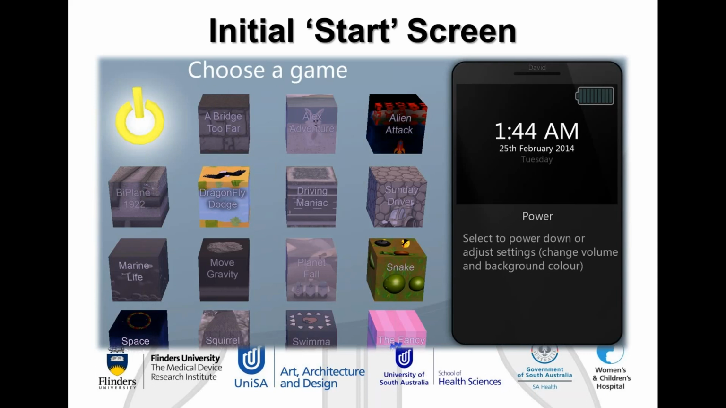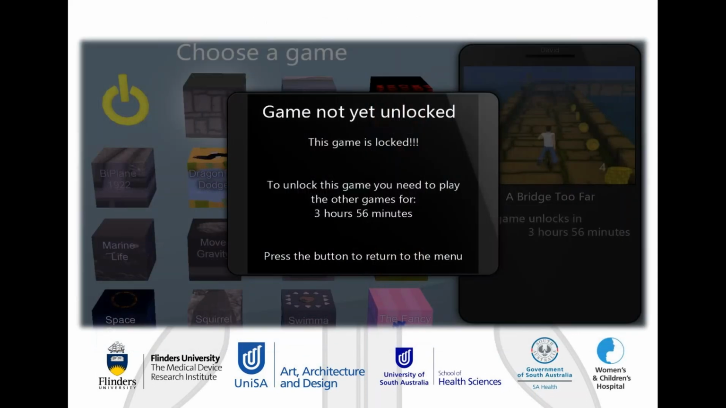So if they try and play a game which is greyed out, then they'll receive a prompt like this. So in this instance, we've tried to access this game up here called A Bridge Too Far, and it's saying we can't, the game is locked, but if you keep playing for 3 hours and 56 minutes, well then you can unlock that game. So every half an hour a new game was released, and the time was always relative to the person we gave the controller to or the gaming system to, so it was tagged to the subject.